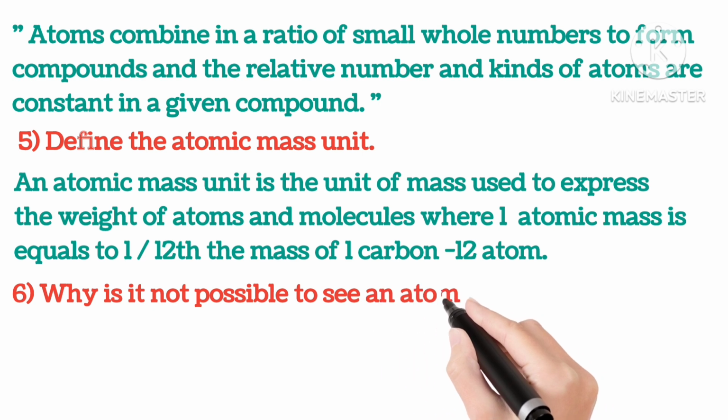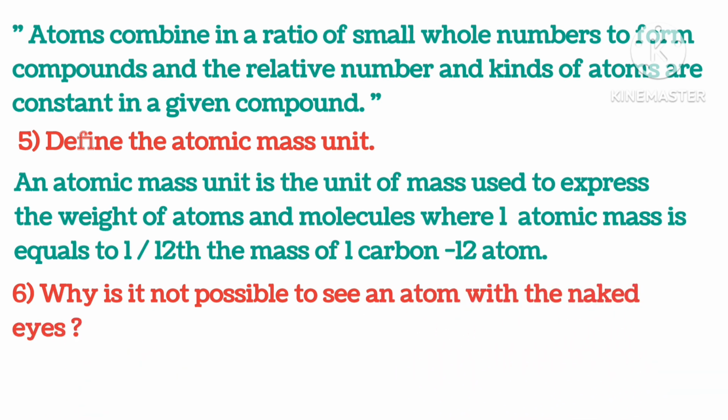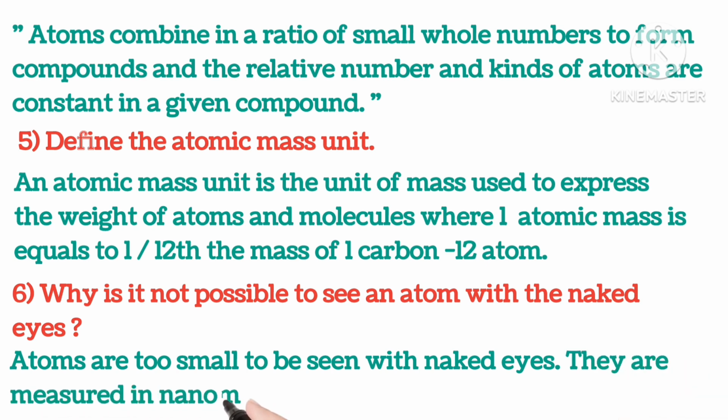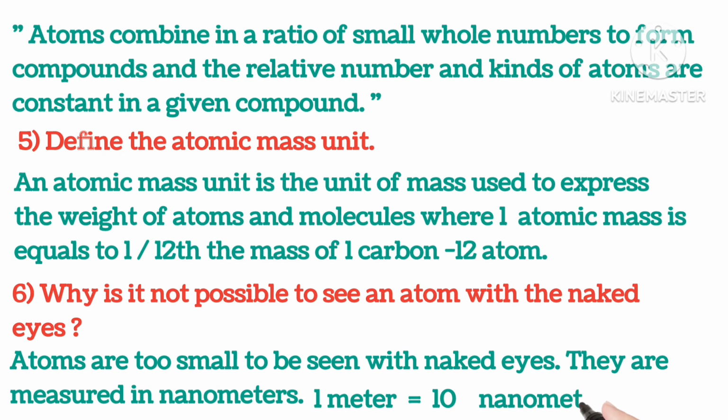Why is it not possible to see an atom with the naked eye? Atoms are too small to be seen with the naked eye. They are measured in nanometers. 1 meter is equal to 10 to the power 9 nanometers.